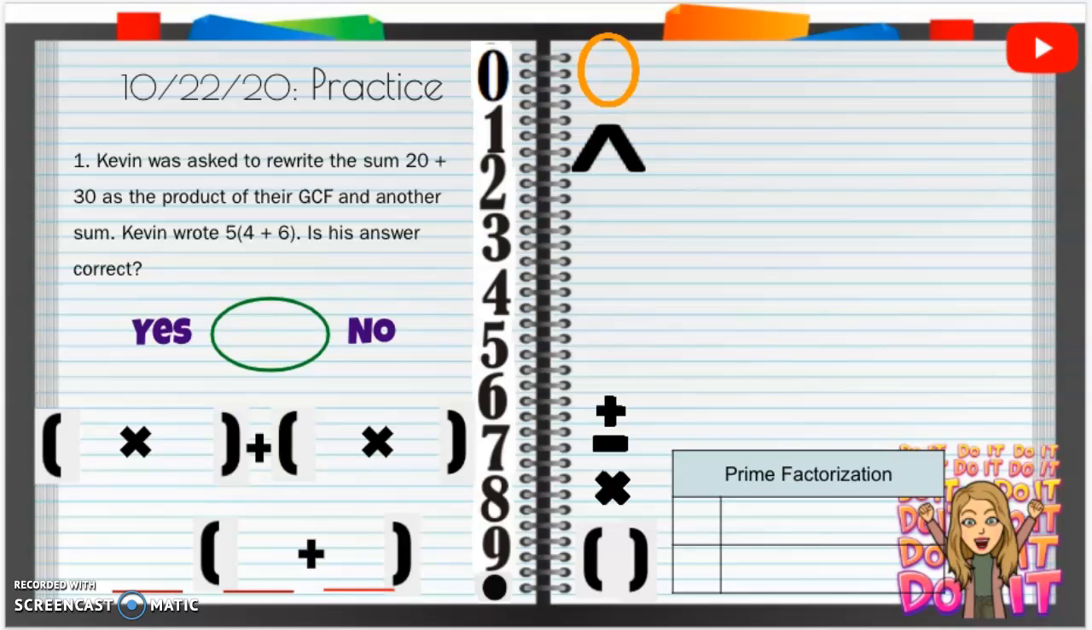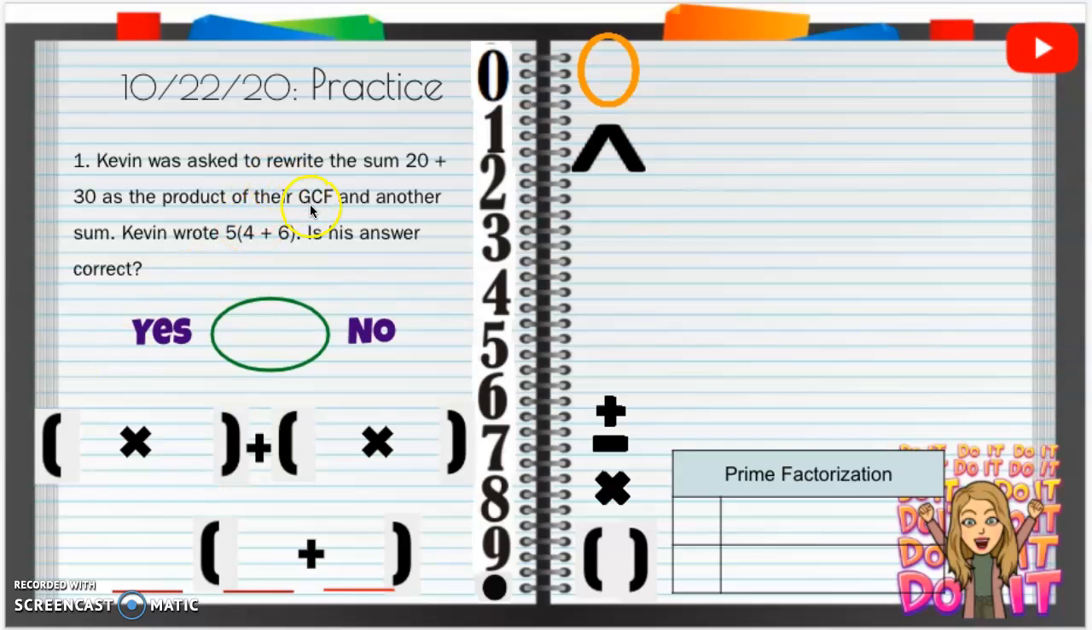October 22nd, 2020, practice. Number 1, Kevin was asked to rewrite the sum of 20 plus 30 as the product of their greatest common factor and another sum. Kevin wrote 5 times the quantity of 4 plus 6. Is his answer correct? So we're going to figure out yes or no if his answer is correct.